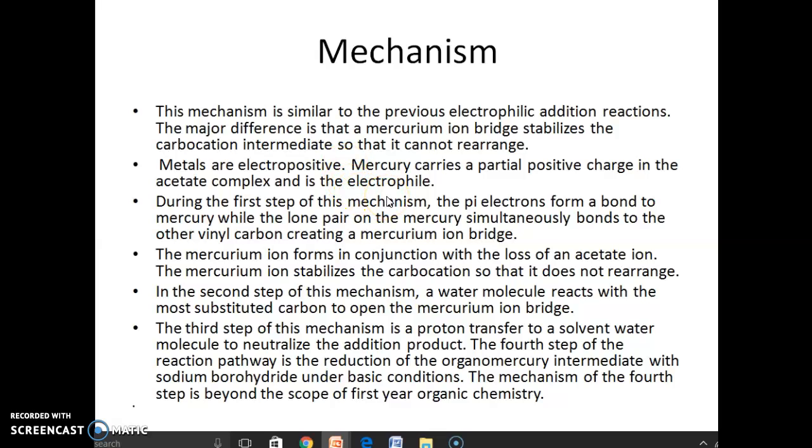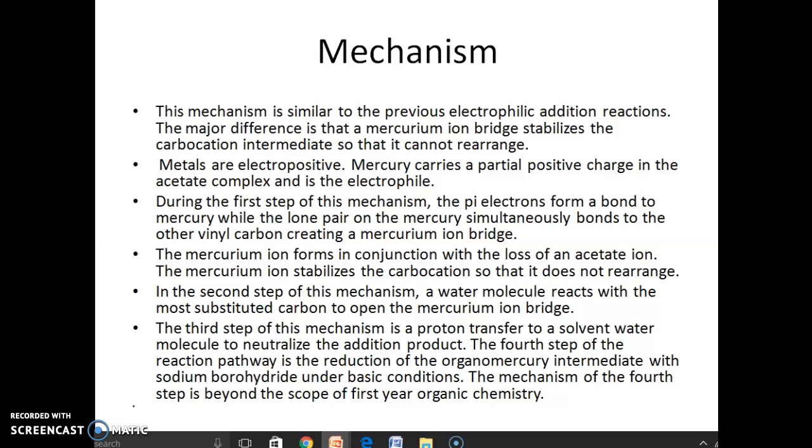This mechanism is almost similar to an electrophilic addition reaction. The major difference here is the formation of the mercurium ion bridge, which stabilizes the carbocation intermediate so that it cannot rearrange itself. Since metals are electropositive, mercury carries a small partial positive charge in the acetate complex, and it is the electrophile which adds to the double bonded carbon.